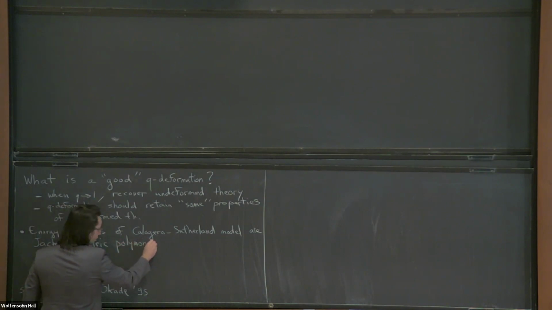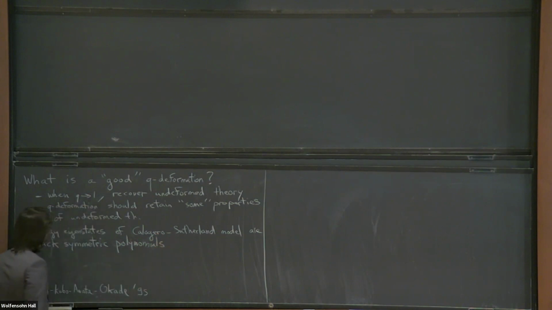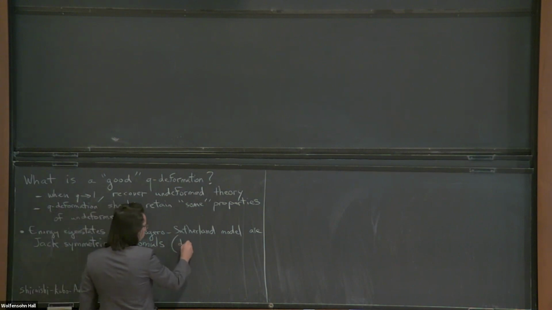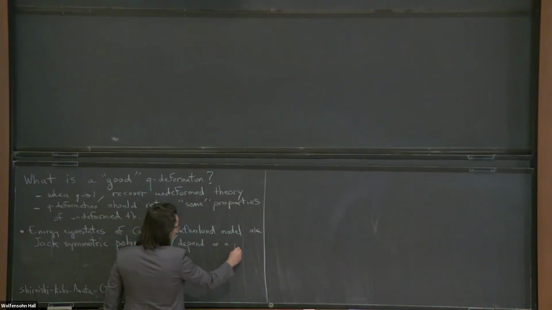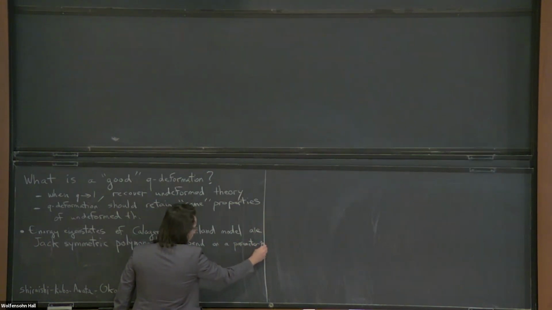In the theory of symmetric functions, maybe you're familiar with Schur polynomials. The Jack polynomial is a deformation of these polynomials. It depends on one parameter, which we'll call beta. So that's one fact.